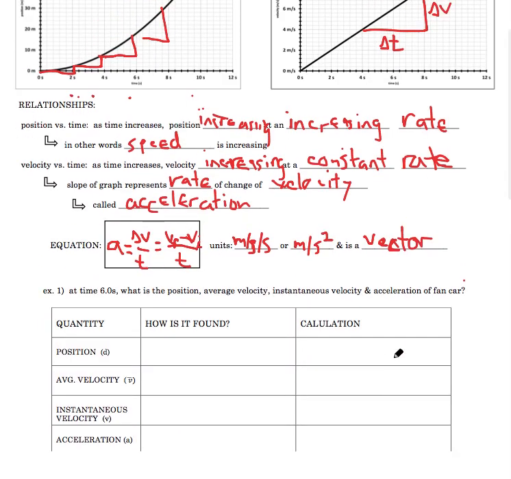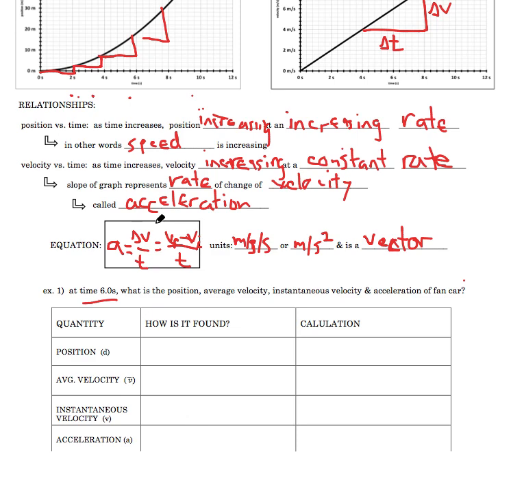Okay, so let's just do a quick example to finish up this little lesson. I have two graphs that are showing the exact same thing, and I want to find four things. What is the position at a given time, in this case 6 seconds? How fast is it going on average? What's its instantaneous velocity, in other words, the speed at the 6th second? And what's the acceleration, a?